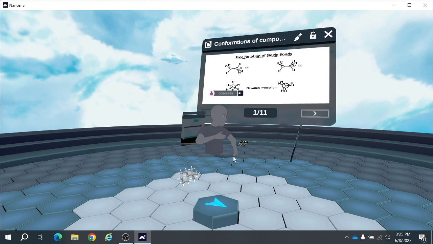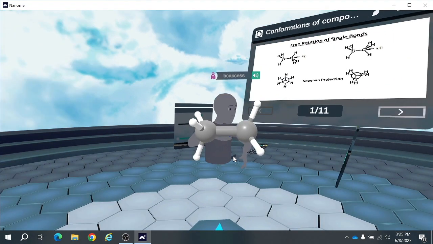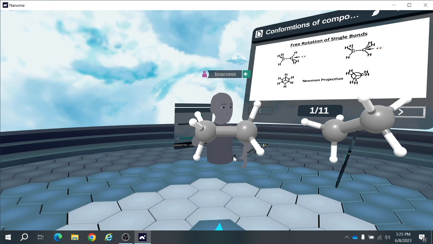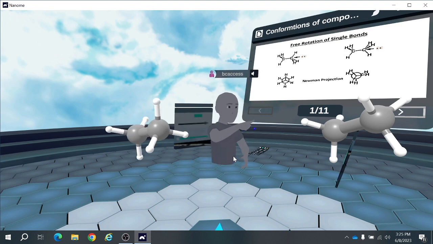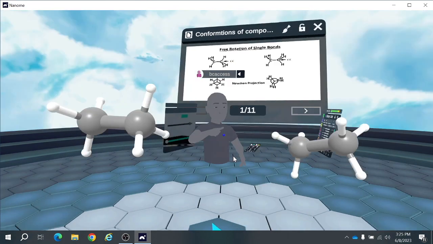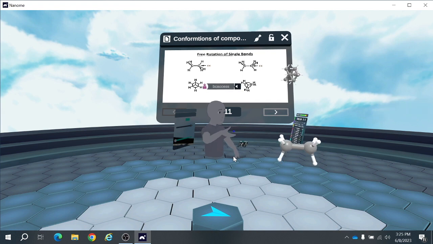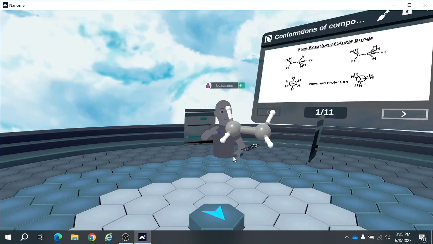So let's take a peek at an ethane molecule. Here we go. Here's our friend ethane. Right now, it is in a conformation known as staggered. And here is ethane. One moment. There we go. Let's just get this arranged here. This is also ethane, but it is in the eclipse conformation.